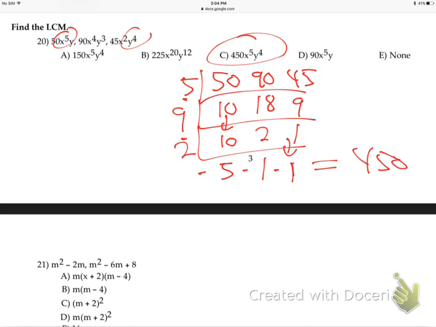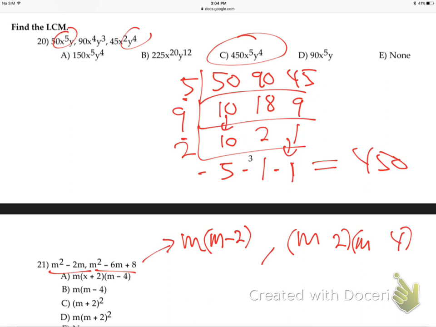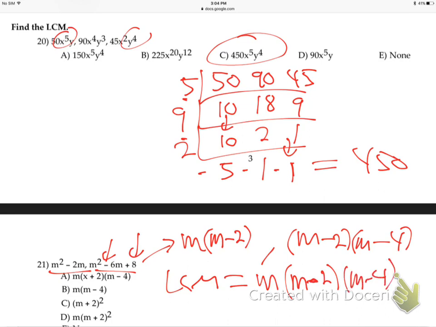Let's try 21. LCM. Now, for a 21, you got to factor the first one. Take out an m. And then the second one, factor, what is it going to be? Yeah, it could be 2 and 4 to make 8, both negative, to make negative 6 and positive 8. Okay. So what's the LCM going to be then? Remember, least common multiple, least common denominator, same thing. You're shopping and you're going to buy one of every type, the most expensive one, the highest power one. So you're going to buy a single m, only one m minus 2, and only one m minus 4, just one of each. M minus 2, m minus 4.